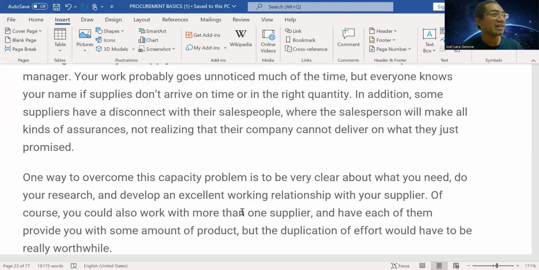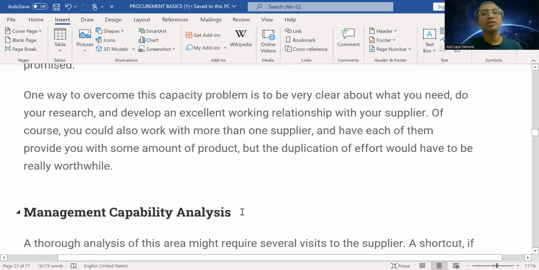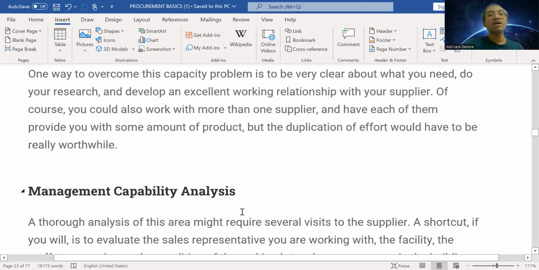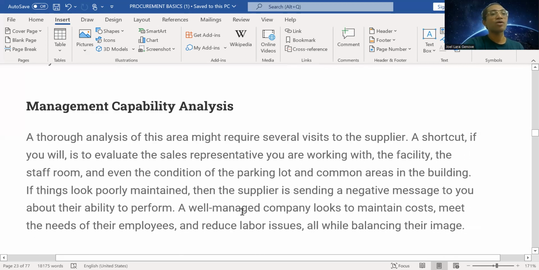So how do you deal with that? You apologize to your boss, acknowledge the problem, and advise that it won't happen again, right? That's an opportunity for you to do your work well. One way to overcome this capacity problem is to be very clear about what you need. Do your research and develop an excellent working relationship with your supplier. Of course, you could also work with more than one supplier and have each of them provide you with some amount of product, but the duplication of effort would have to be really worthwhile.